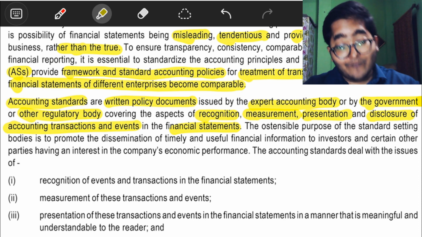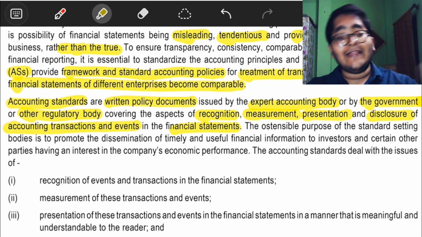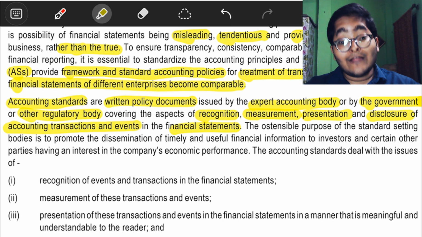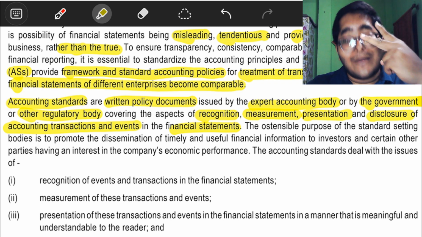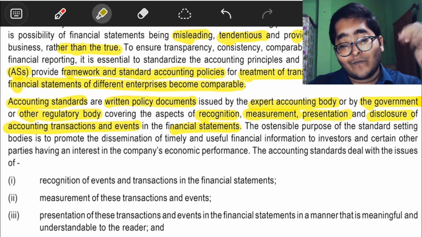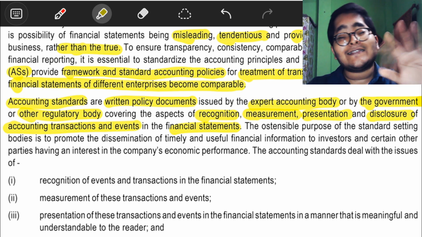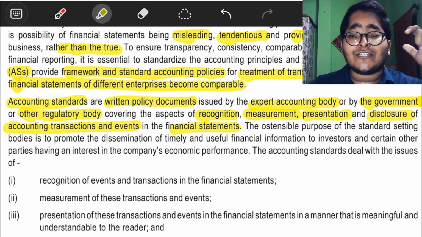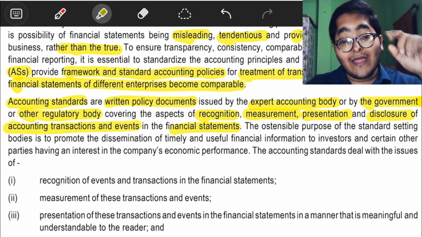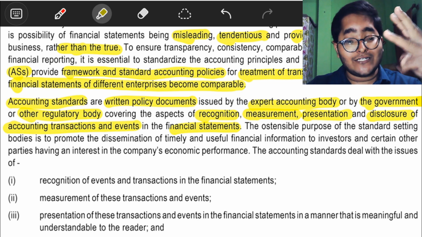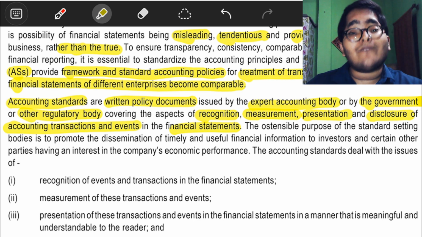सो ये अकाउंटिंग स्टैंडर्ड्स जो है इन तीनों इशू करता है, जो कि कवर करता है क्या? रिकॉग्निशन, मेजरमेंट, प्रेजेंटेशन एंड डिस्क्लोजर को. किसका डिस्क्लोजर या फिर किसका रिकॉग्निशन, किसका मेजरमेंट? अकाउंटिंग ट्रांजैक्शंस एंड इवेंट्स का रिकॉग्निशन, मेजरमेंट, प्रेजेंटेशन एंड डिस्क्लोजर in the financial statements.